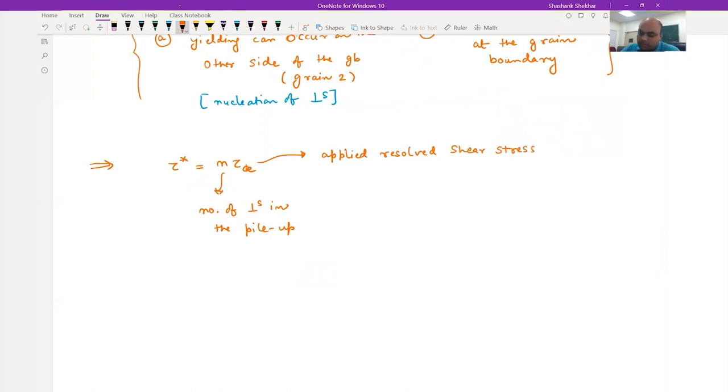Okay, so the tau, what I was mentioning before, now it is tau A, and that is what? That is resolved shear stress on a particular slip plane. Okay, so if you have a grain boundary and then you have lots of pileup of dislocations, so the stress concentration or the stress value, which is tau star here, at the leading dislocations because of the applied stress and dislocations in the pileup can be given by n multiplied by the applied resolved shear stress.